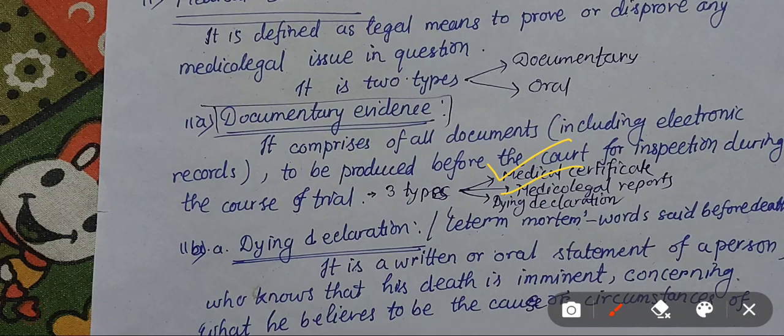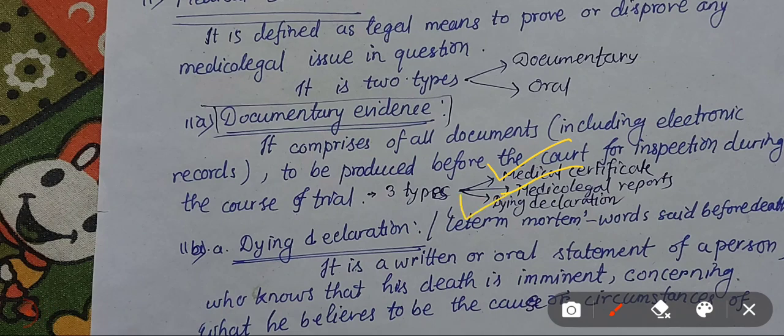Medico-legal reports are prepared by the doctor at the request of the investigating officer for his guidance, usually in criminal cases. Examples: injury, postmortem, sexual assault, pregnancy, abortion, or delivery.